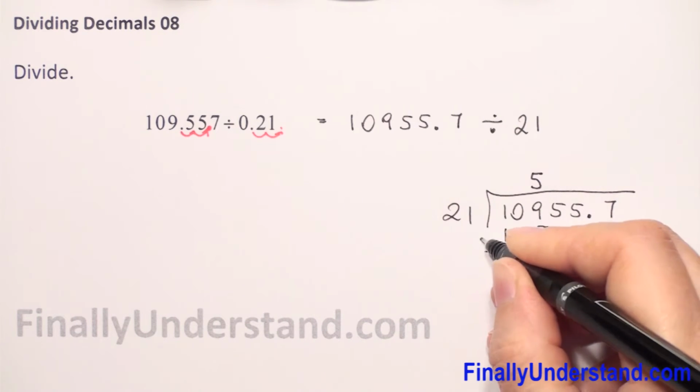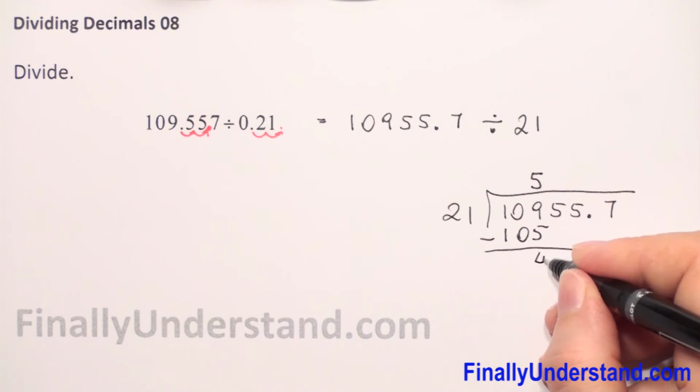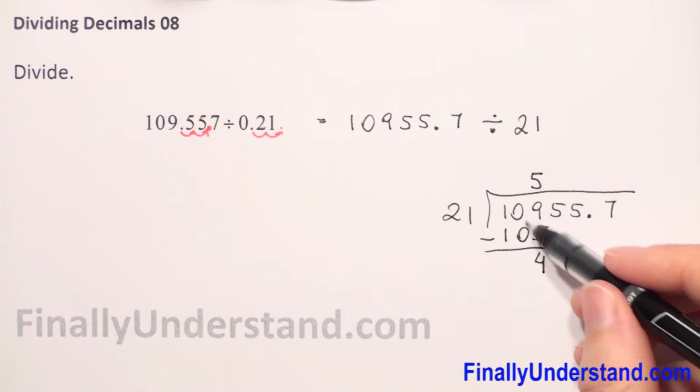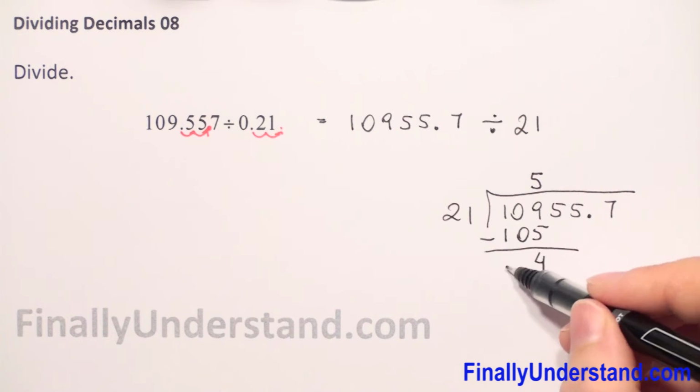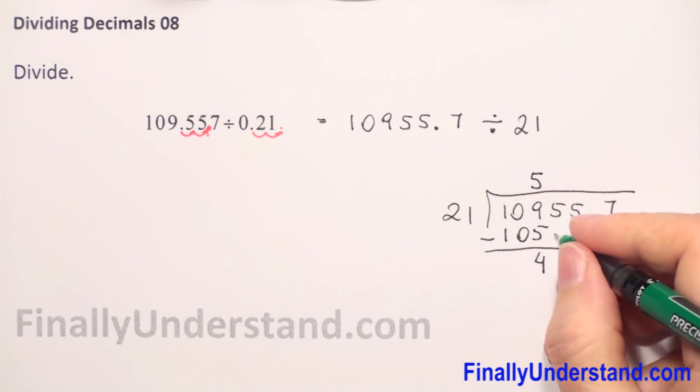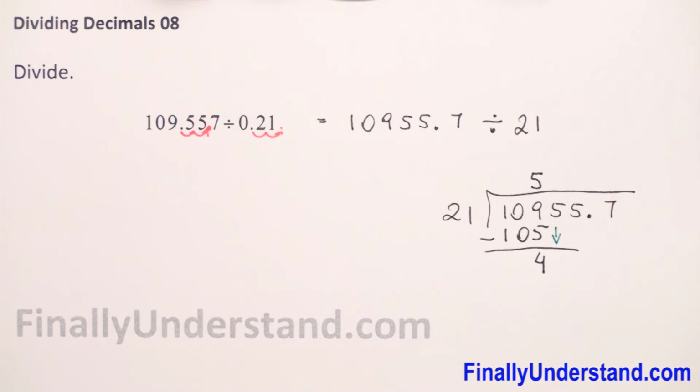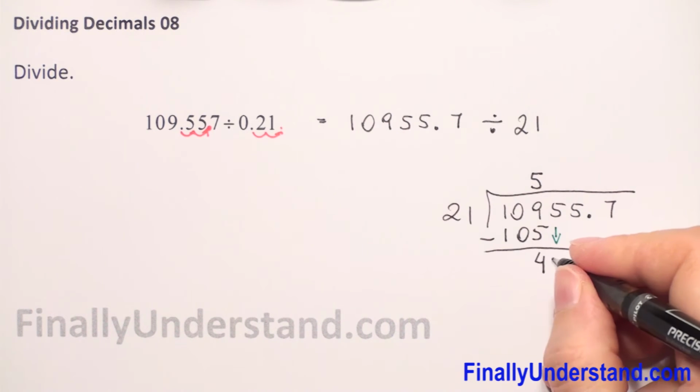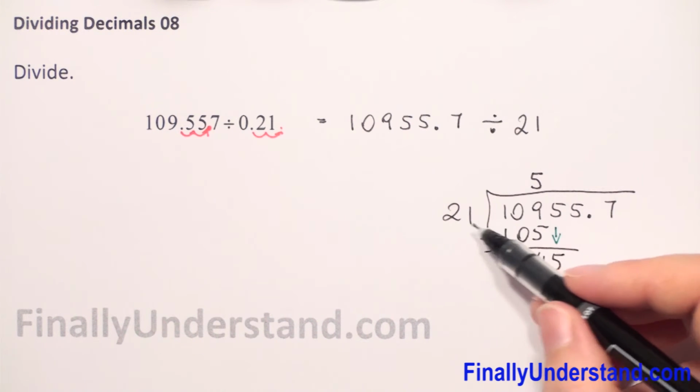And next we have to do subtraction. 9 minus 5 is 4. And 0 minus 0 is 0, 1 minus 1 is 0. So we don't have to write those. Next we have to take down the next digit. It's 5. So we have 45 divided by 21.